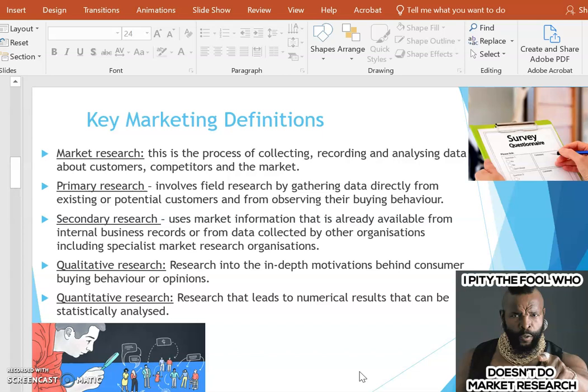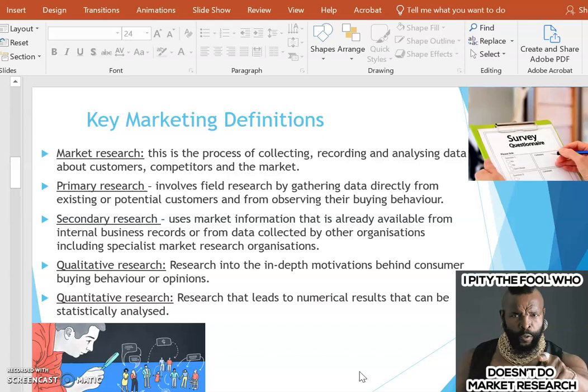Primary research can also be observations of customers in their buying environment. So some businesses set up cameras in their retail stores just to observe what customers do when they come into the shops. What sort of products do they gravitate to first? How many products are they buying? A whole range of different reasons why you might be looking to observe a customer in the buying environment.